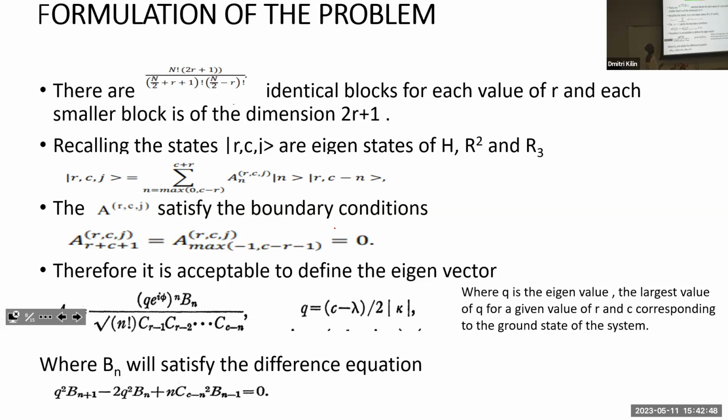So it's acceptable to define your eigenvectors as this, while your q is your eigenvalue. So the largest value of q for a given value of r and c corresponds to the ground state of the system, and for the ground state of the system.